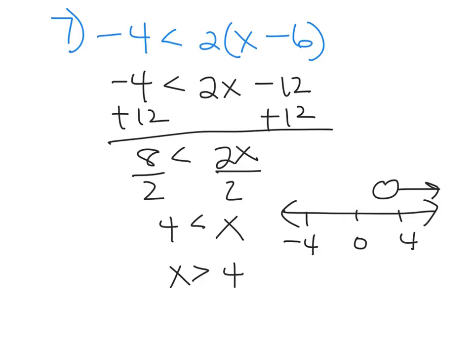I did the distributive property first and got -4 is less than 2x minus 12. I added 12 to both sides and got 8 is less than 2x. I divided both sides by 2 and got 4 is less than x. And then I switched the direction so I could graph it, and x is greater than 4. Open circle on 4, shade to the right.